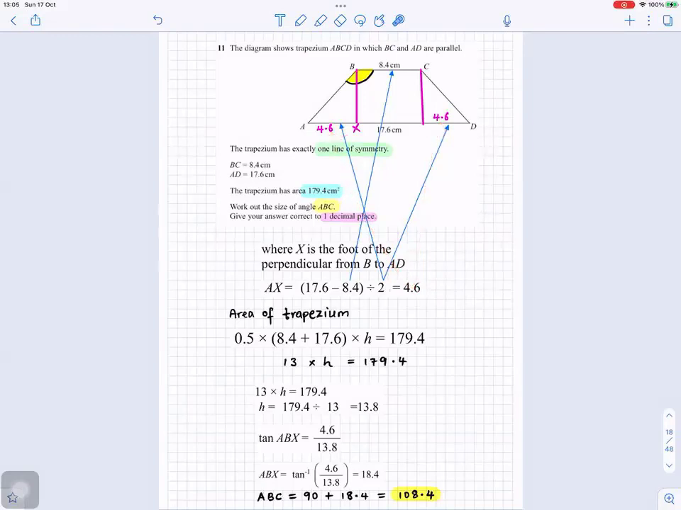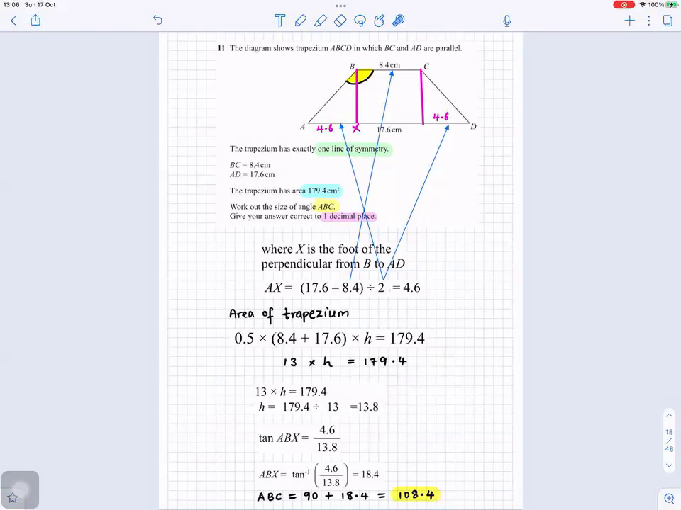Area of trapezium, half, 0.5 times 8.4 plus 17.6 times the height in between them, gives you 179.4. It's given in the question. So all of this will give you 13 times h is 179.4. So h is 179.4 divided by 13. It gives you 13.8.